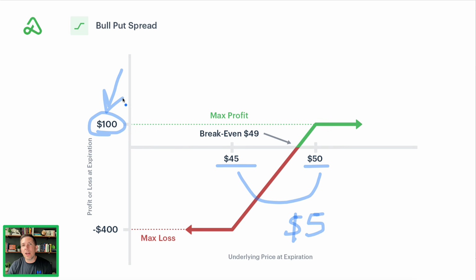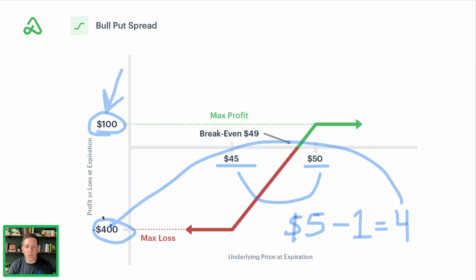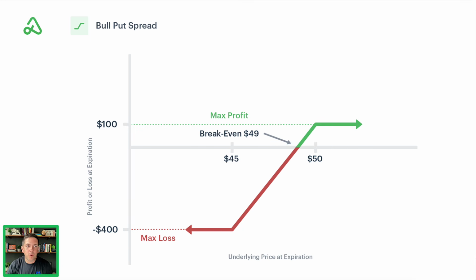It also helps us calculate the max loss, because we take the $5 width of the strikes and we subtract the $1 of premium, and that's where we get the $4 of risk, or the 400 notional real dollars of risk that you see over here. So again, very easy to calculate. These things are super simple. Because of this, a lot of people like to use bull put spreads, because of their simple nature and their simple setup. It's just easy to understand for people.